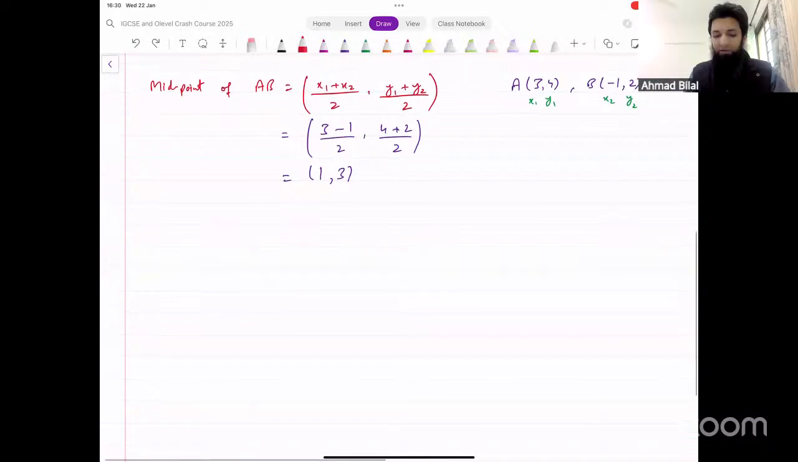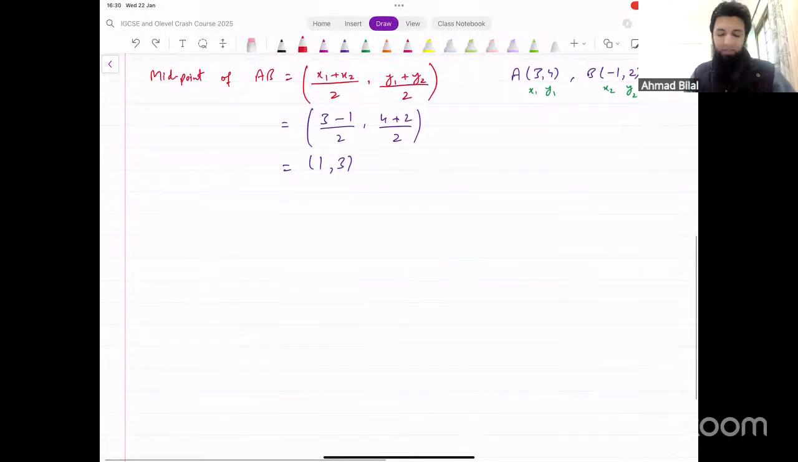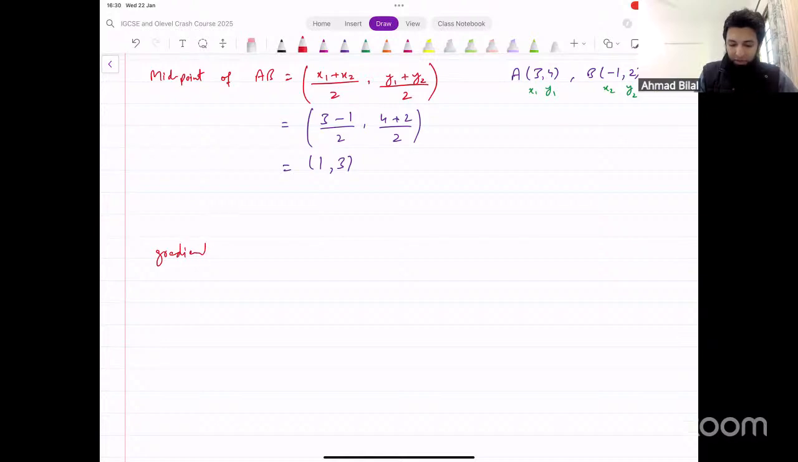Now that's the midpoint formula. That's the second formula that you need to know. Then another thing that you need to know is how to find the gradient of the line joining 2 points. Gradient of AB. Now, what's that?